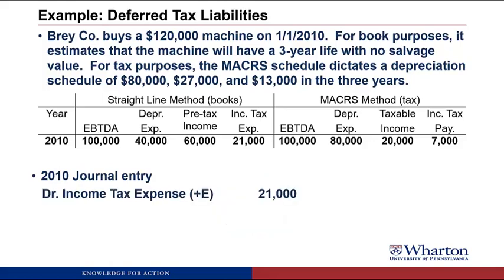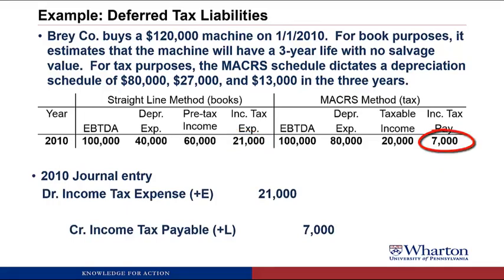Okay, so we're going to debit income tax expense $21,000 so that income tax expense shows up on the income statement. We're going to credit income tax payable for $7,000. That income tax payable is what we're going to pay the government based on our tax return.